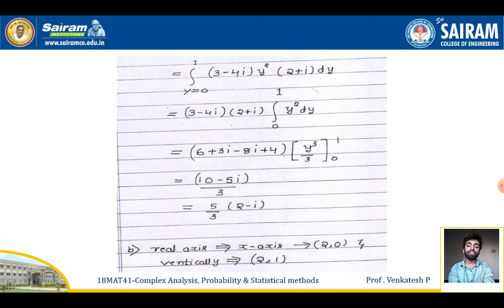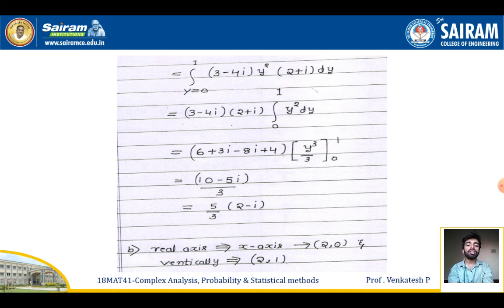The next curve is the real axis. So real axis in the sense x-axis here. So x-axis in the sense, in the limit 2 plus i, the limit varies from 0 comma 0 to 2 comma 0. So because in the x-axis y will be 0, I can take the limits like 2 comma 0, and again it is moving vertically to 2 comma 1. So it is moving vertically to 2 plus i, in the sense it is moving to 2 comma 1.